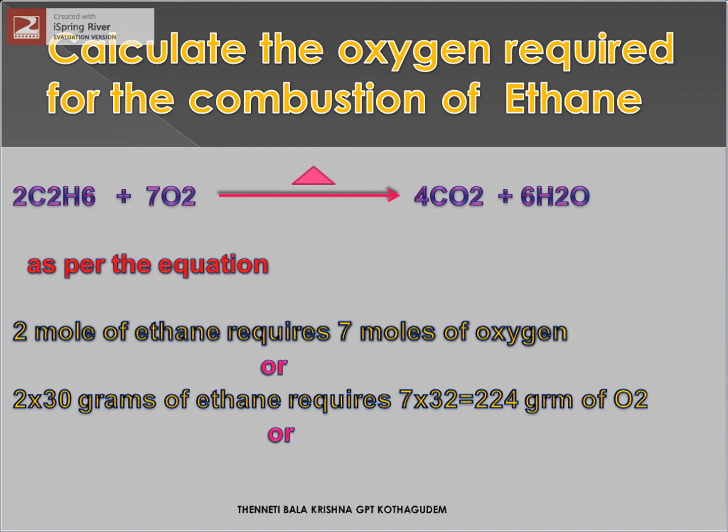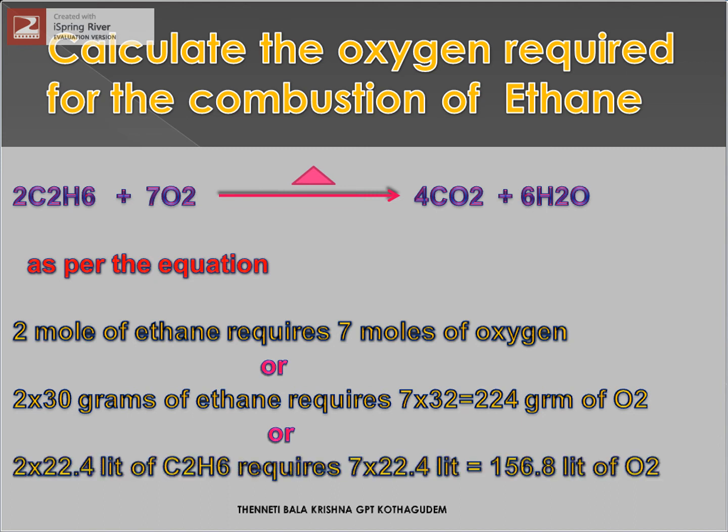So here, how many moles of ethane participate in the chemical reaction? 2 moles. So what is the volume of ethane in this equation? 2 into 22.4. The 60 is in grams; we are discussing liters. So 1 mole is equal to 22.4. Here 2 moles participate. 2 into 22.4 is equal to 44.8. So 44.8 liters of ethane requires how much oxygen?